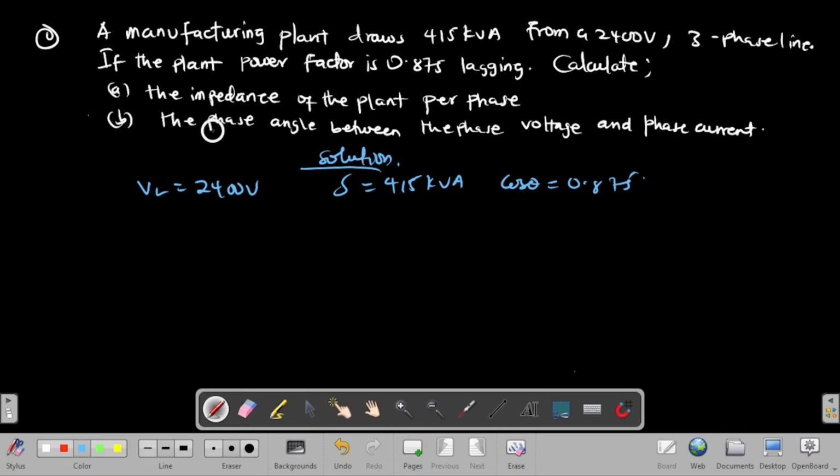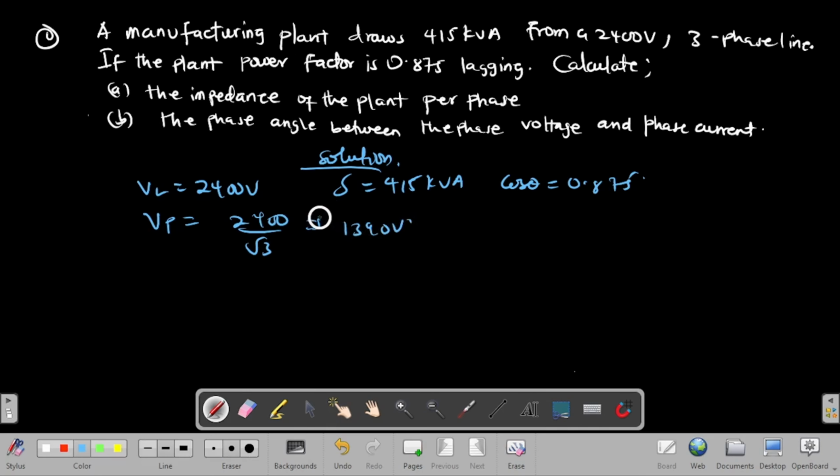The first thing is to find the impedance of the plant per phase. The one phase, what is the impedance? For me to find the impedance per phase, what do I need? I need the voltage per phase and I need the current per phase. Since you are dealing with a star, my voltage can be converted to a phase voltage VP simply by 2400 over square root of 3. Take note of that. And that gives us 1390 volts.